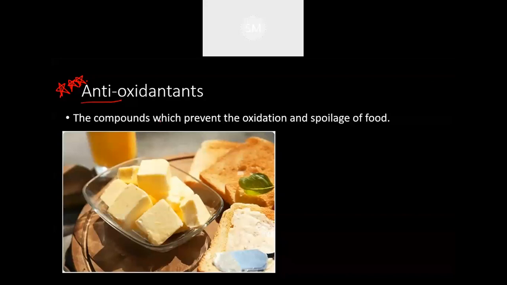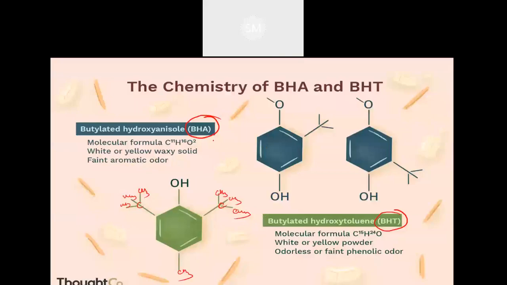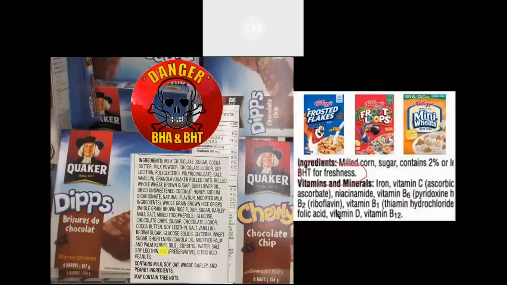The compounds which prevent oxidation mean they don't allow oxygen to react with the compound, and it can be stored for a long period of time. Just for preservation, we add antioxidants. Example, I said BHA and BHT. In butter it is used, but there are other compounds also to preserve it for a long time.